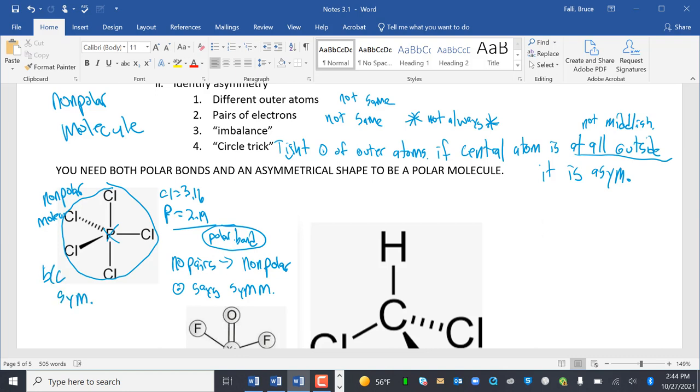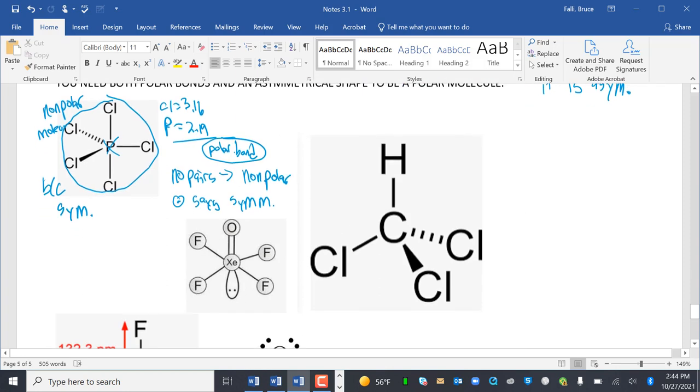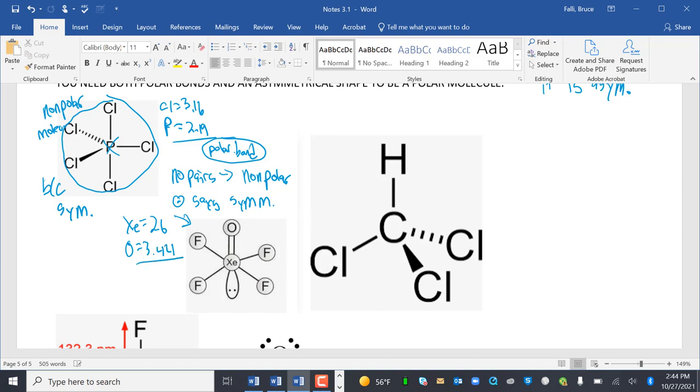Okay, let's look at this guy. Looking right here, let's look at the polarity of the bonds. Okay, so xenon, I see xenon to oxygen. Let's do this a little more consistently. Xenon is 2.6. Oxygen is 3.44. Looking at that, that's going to be polar.